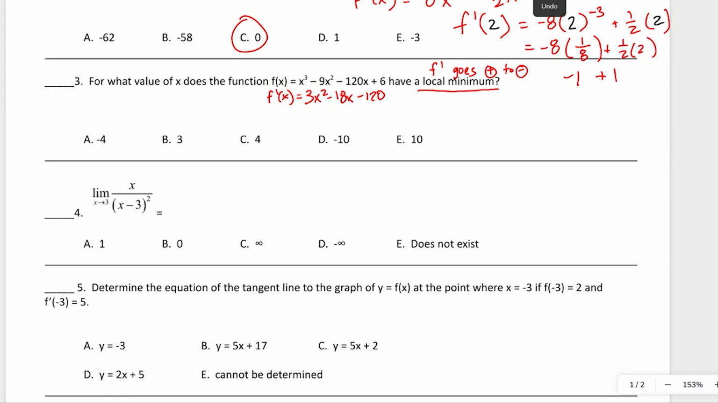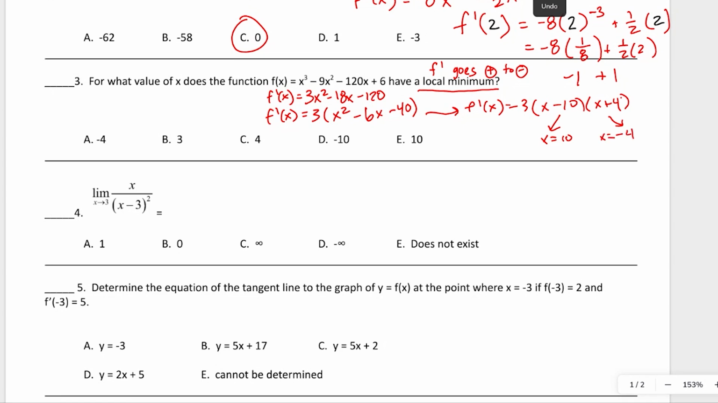We don't want to factor that just raw here. What we want to do is take out a GCF of 3. So we get x squared minus, let's see, how many times does 3 go into 18? 6. And then negative 120 is going to be negative 40. Okay, and so now what we want to do is factor that a little bit further. F prime of x is equal to 3 times, and we can factor this now. The two factors are going to be x minus 10 and x plus 4. So the critical values are going to be at x equals 10 and x equals negative 4.